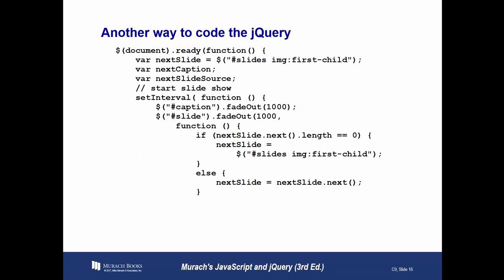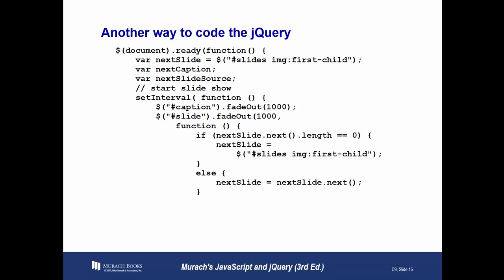All right. Now, another way you can do the same thing is shown, and this is all on page 269 in the book. This code starts by setting the next slide variable to the first image in the slides div. Then the function for the set interval timer fades out the starting slide and caption, just as it did in the first example. However, the code in the callback for the fade out is completely different.